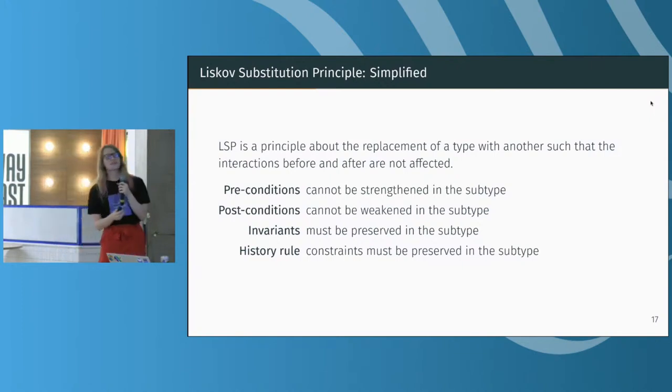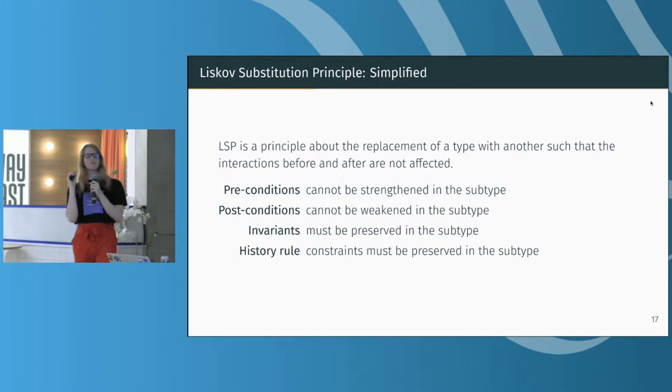LSP is a principle about the replacement of a type with another type such that the interactions before and after are not affected. So preconditions cannot be strengthened in the subtype, postconditions cannot be weakened in the subtype, invariants must be preserved in the subtype, and the history rule, which is specific to the Liskov substitution principle, which is that the constraints must be preserved in the subtype.